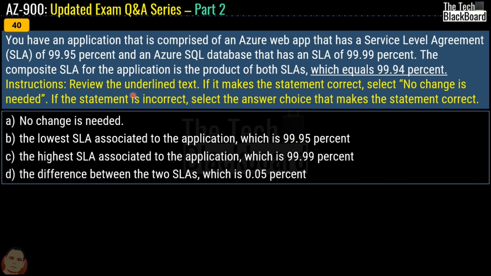Now you have to review the underlying text, which is this one, 99.94%. And if it makes the statement correct, then you have to select no change, as we did in the previous question as well. And if this statement is incorrect, then you have to choose the answer out of these given options. Now let me take you to the Microsoft documentation and help you understand how these composite SLAs are calculated, and then we will come back to answer this question.